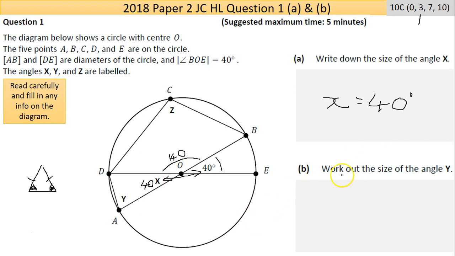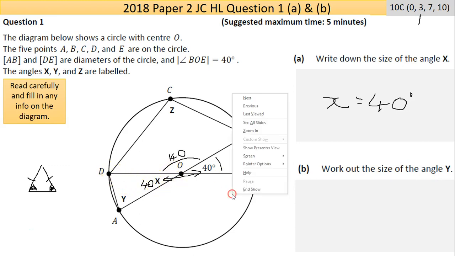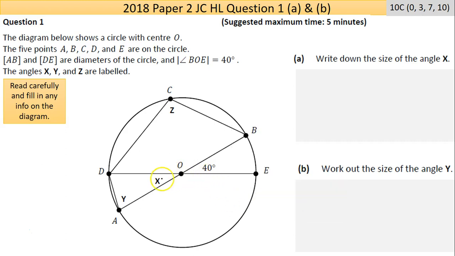Part B then says work out the size of the angle Y. Now we've cluttered our diagram a little bit, so for simplicity I might just take them away. We know that's 40, so put the 40 back in. As we said, this length and this length are the same, which means that this Y is the same size as this angle. So we can call that Y. We know X is 40, and we know these angles are the same.